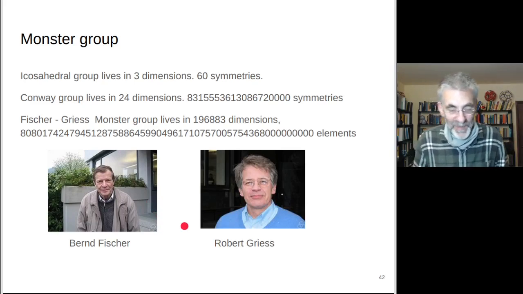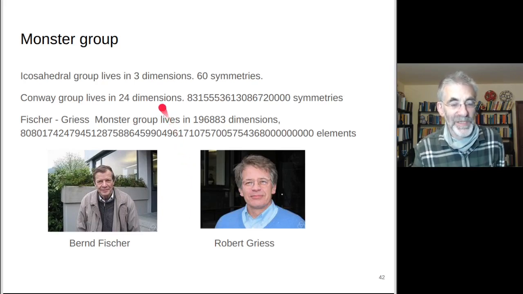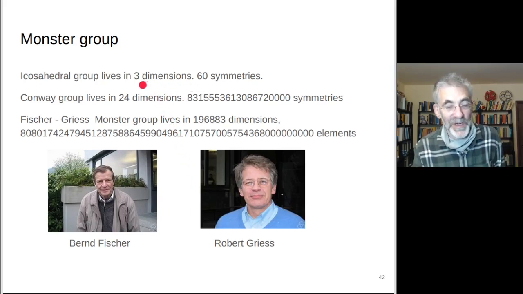I now want to explain how Klein's modular function is related to the monster group. So the monster group is the largest of the sporadic groups, and it was discovered by Fischer and Griess in the early 1970s. And the smallest simple group is 60 symmetries and lives in 3 dimensions.